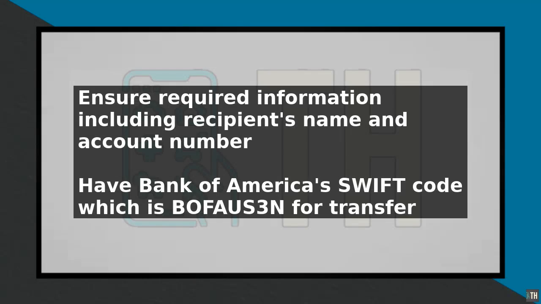To transfer money from State Bank of India to Bank of America, you will need to follow a series of steps. First, ensure you have the required information, including the recipient's name, account number, and Bank of America's SWIFT code, which is BOFAUS3N. You can initiate the transfer through State Bank of India's online banking platform or by visiting a branch.